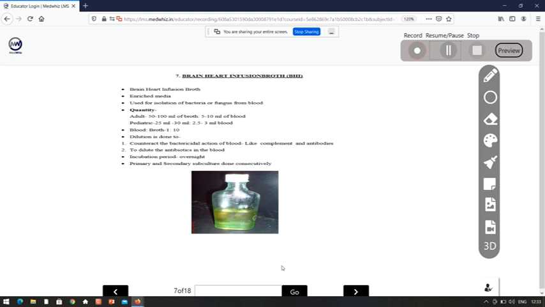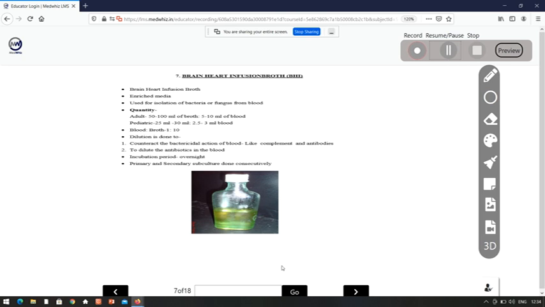In case of an adult patient, you need to have 50 to 100 ml of broth. So if you're suspecting any bacteremia, that is bacteria in blood, you need to collect 5 to 10 ml of blood and inoculate it into this brain heart infusion broth and keep it for incubation. Then you should subculture to solid media to identify these pathogens.